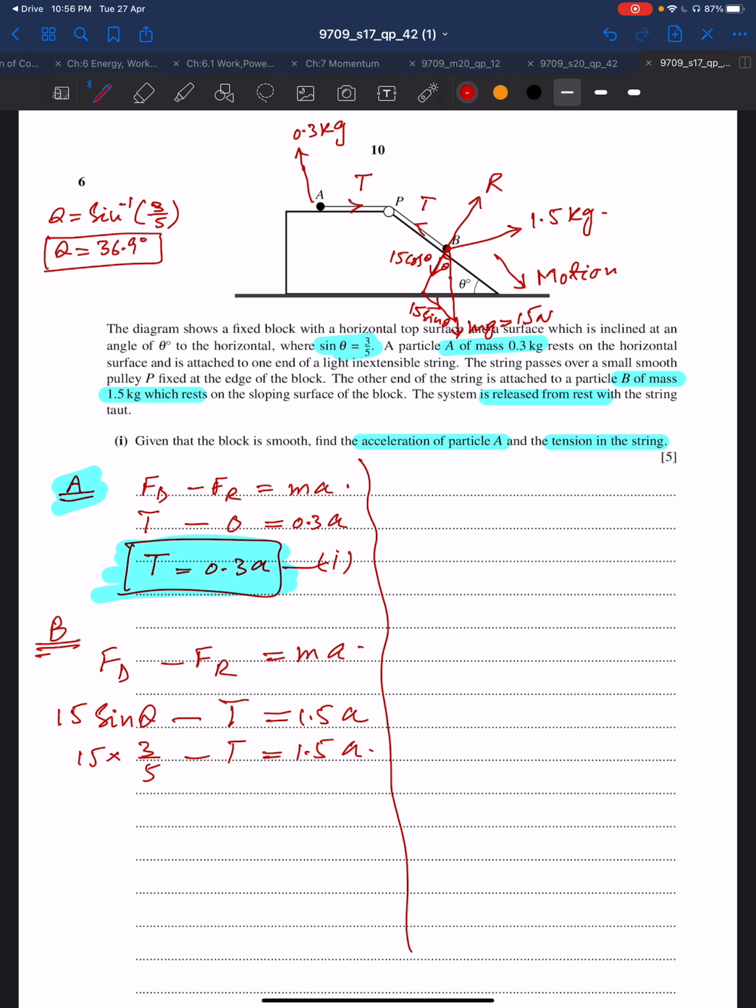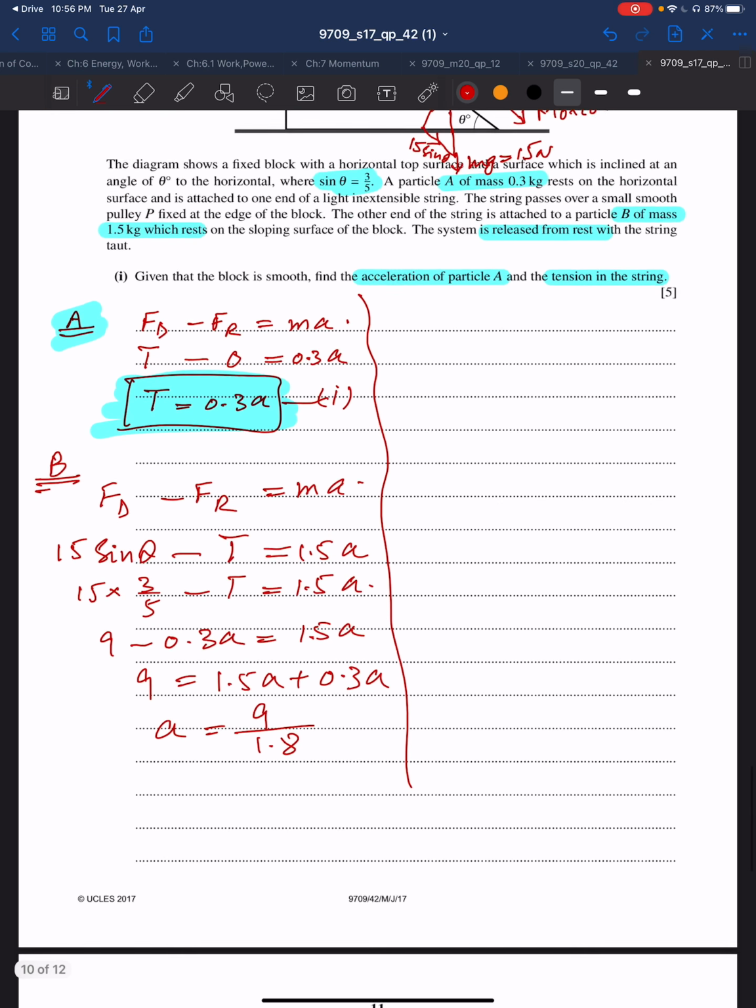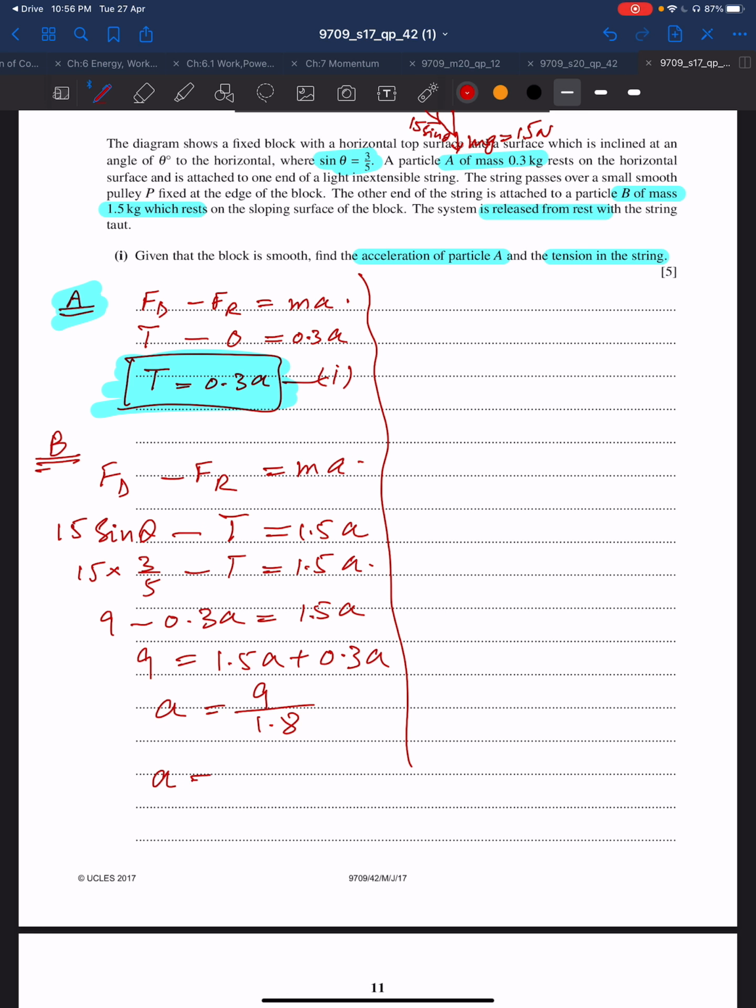Substituting T, this will become 9 minus 0.3A is equal to 1.5A. So 9 is equal to 1.5A plus 0.3A. This will become A is equal to 9 over 1.8. So A is equal to 5 meters per second squared. You got the acceleration.